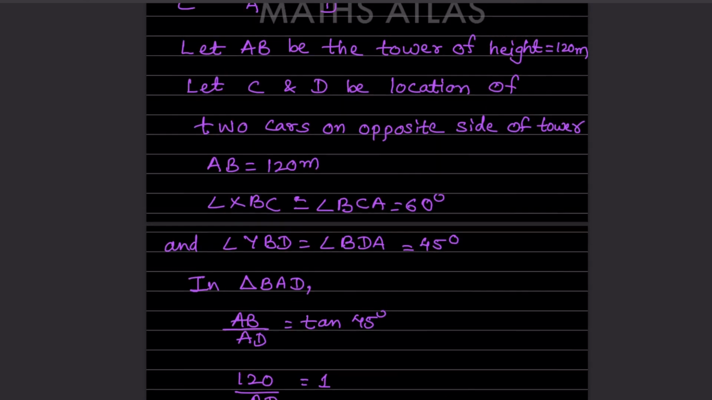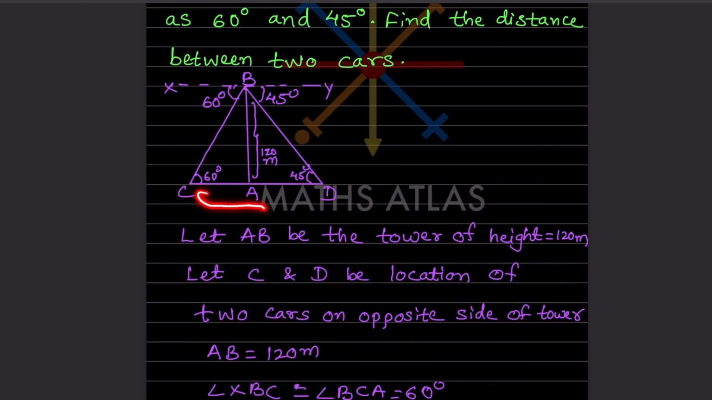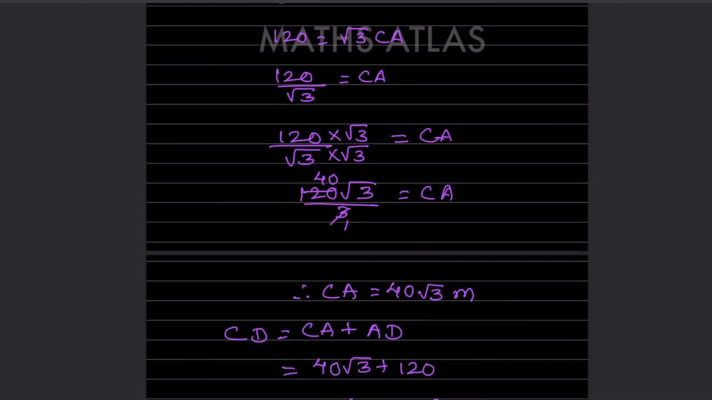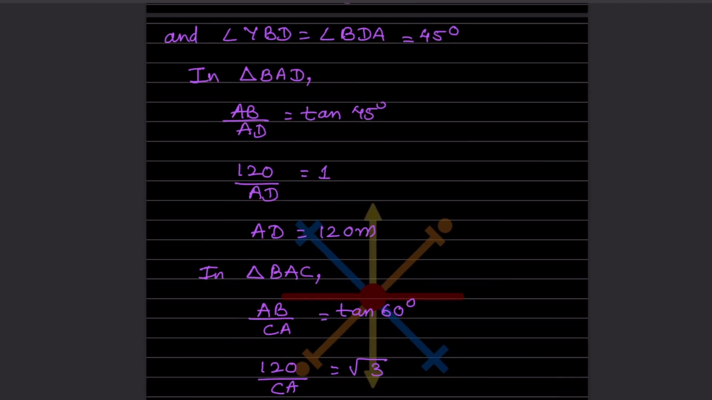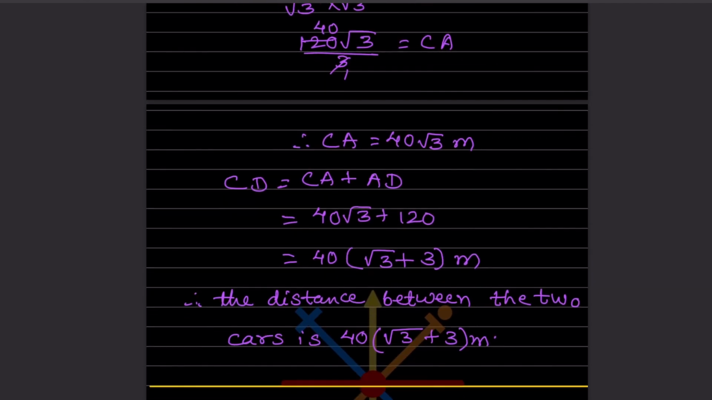So now you will see that CD will be CA plus AD. We got CA as 40 root 3, and AD we have as 120 meter. So now from this, one is one term and this is the other term. 40 is common over here, so we take 40 outside. What remains here is root 3, and 120 divided by 40 is going to be 3 over here.